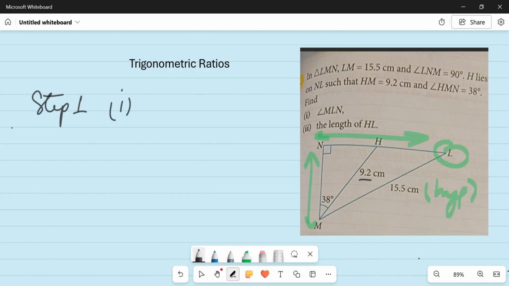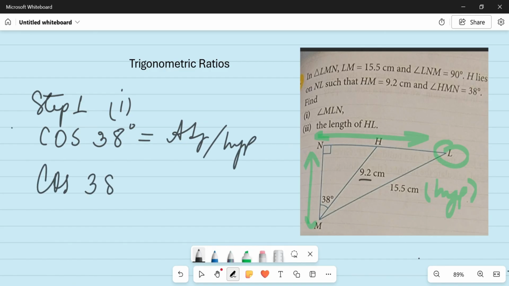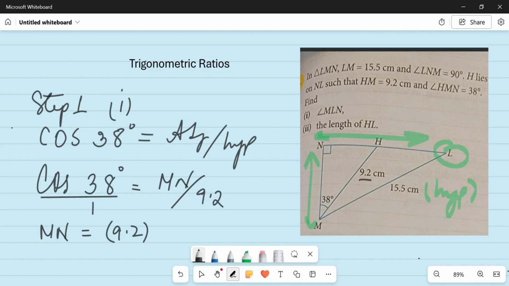For part 1, step number 1, first of all we need to find MN. So we take cos 38 degrees is equal to adjacent over hypotenuse. Cos 38 degrees, adjacent is MN and hypotenuse is 9.2. Then we cross multiply, so MN into 1 gives you MN, equal to 9.2 multiplying with cos 38.